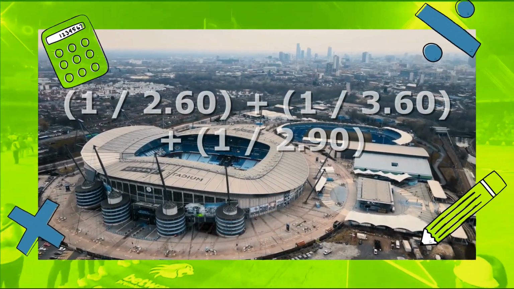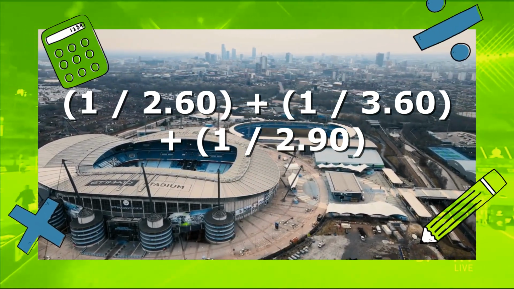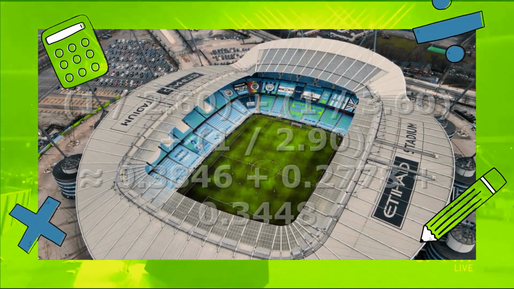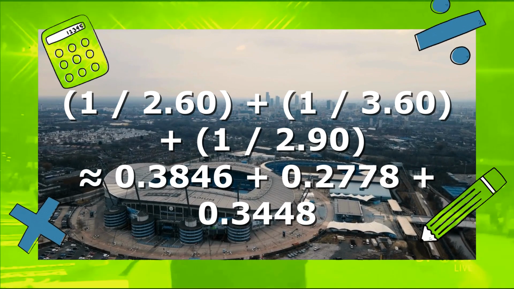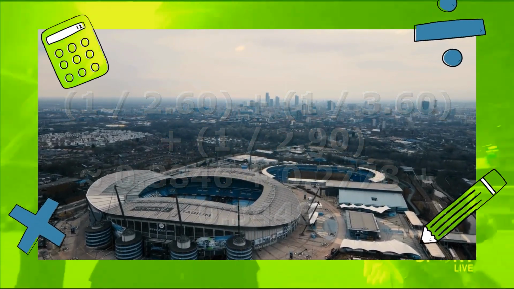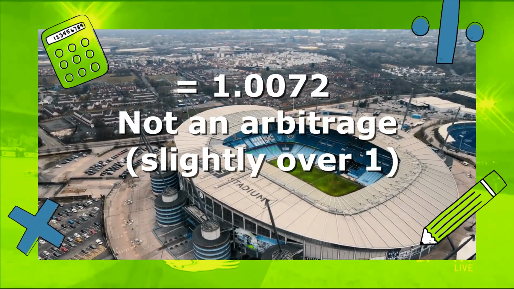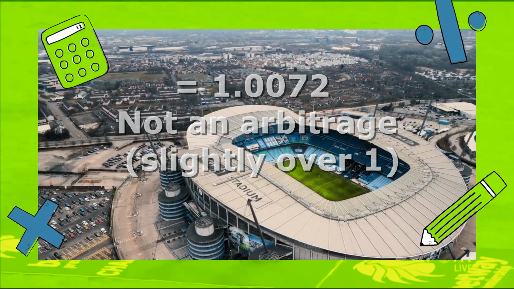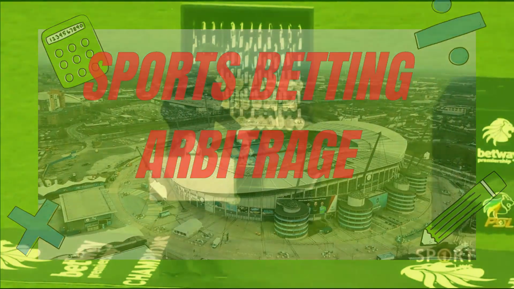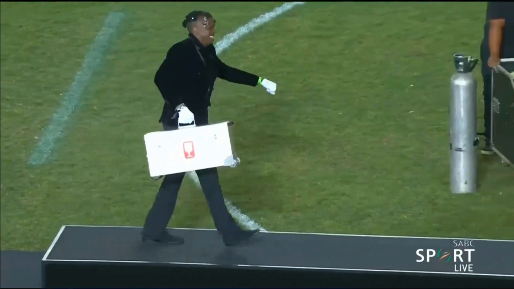So that would be 1 divided by 2.6, plus 1 divided by 3.6, plus 1 divided by 2.9, which equals roughly 0.3846, plus 0.2778, plus 0.3448, which is equal to 1.0072. That's slightly over 1, so it's not an arbitrage. If the total were less than 1, you'd have an arbitrage. So as suggested by the formula, you'd only have an arbitrage if the total were less than 1.